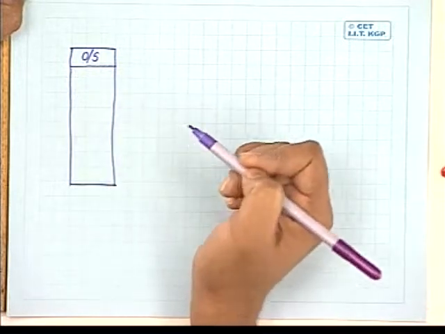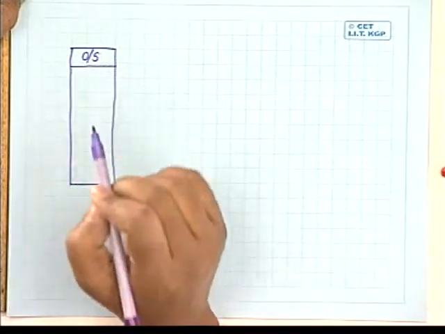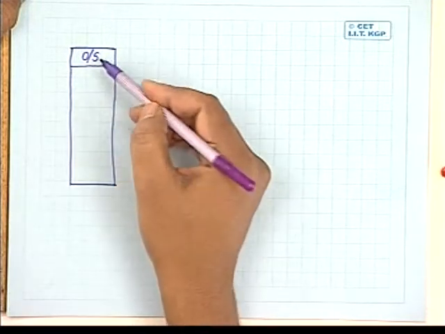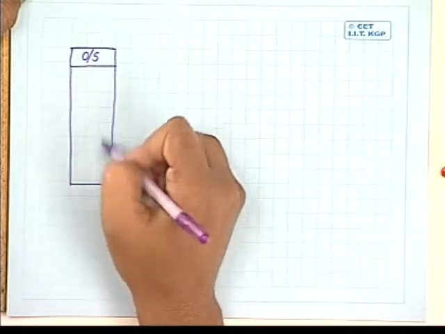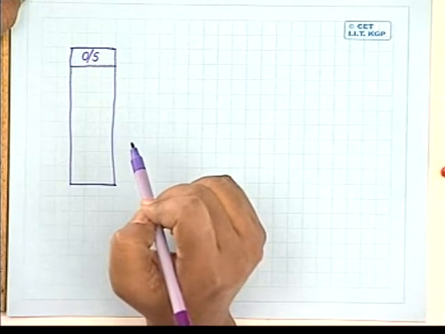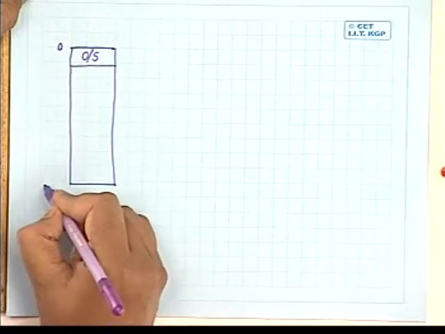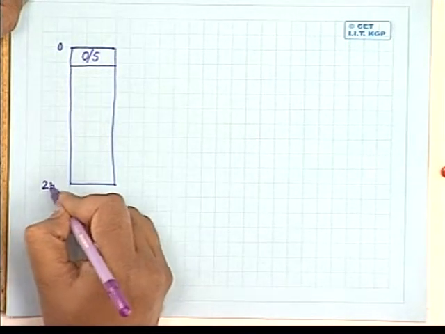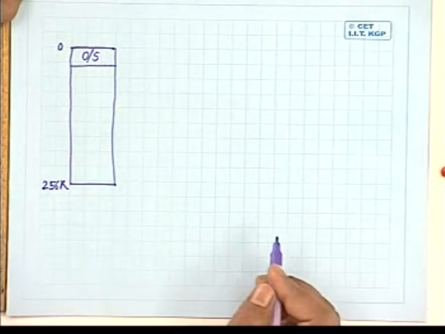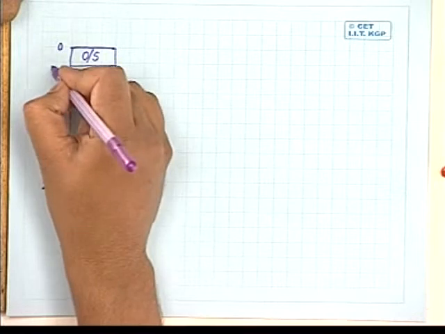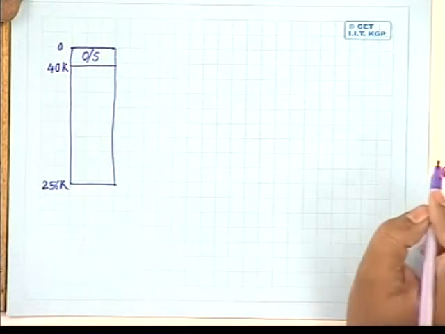Initially, when there is no job loaded in the main memory, I'll have a single user partition. So initially there are only two partitions: the partition given to the operating system, and a single user partition. Let us assume that our memory size is, suppose, 256 kilobytes, out of which say 40 kilobytes is given to the operating system.